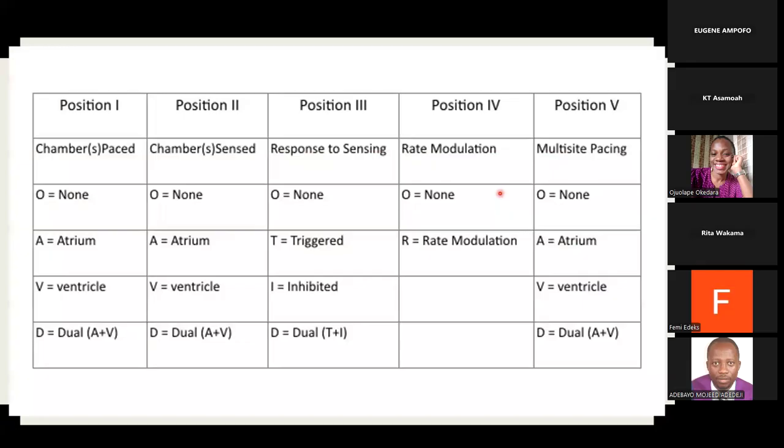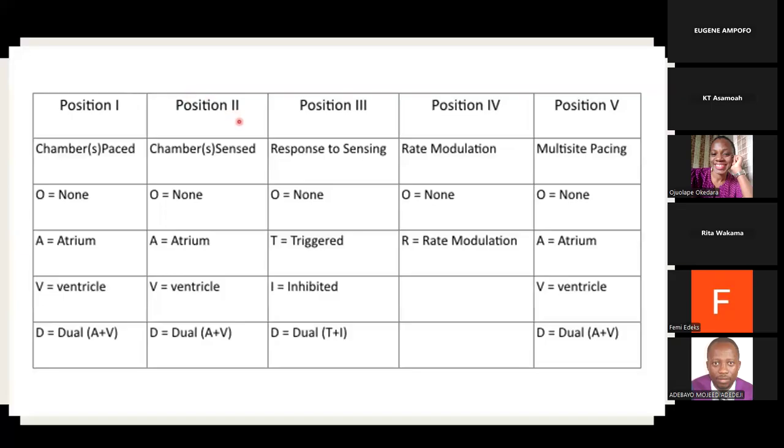So we have the pacemaker nomenclature. We all know the alphabets, and it's usually four. Position 5 is not really used, so typically it's positions 1 to 3, and sometimes position 4. So we have DDD, AAI, VOO, etc. The first letter is the chamber being paced. If you have an A, it's the atrium that's being paced. If you have a V, it's the ventricle. If you have D, both are being paced.